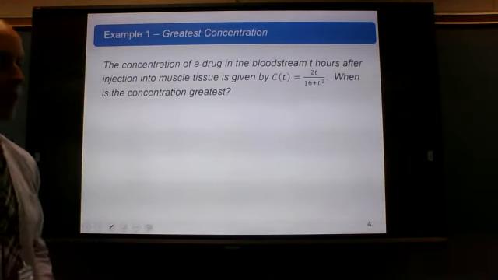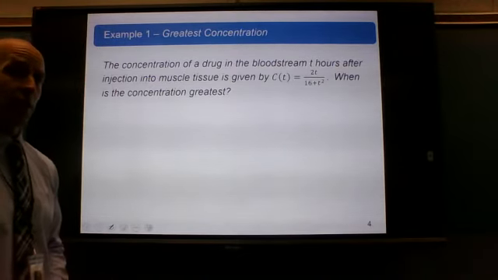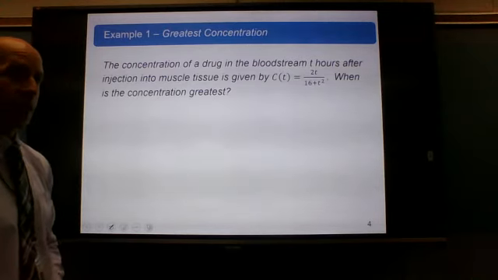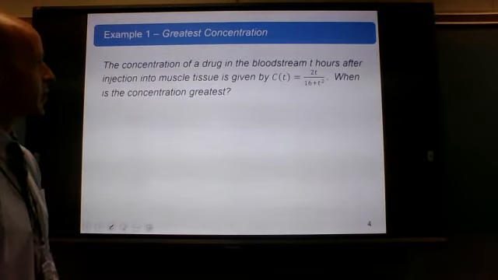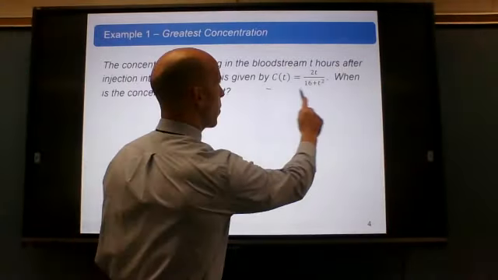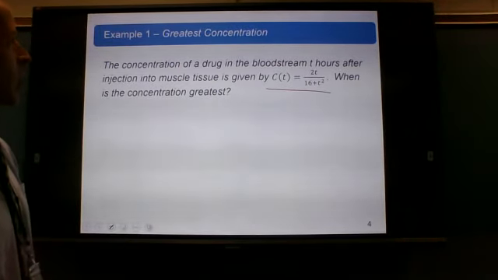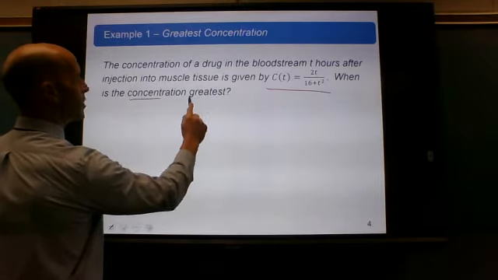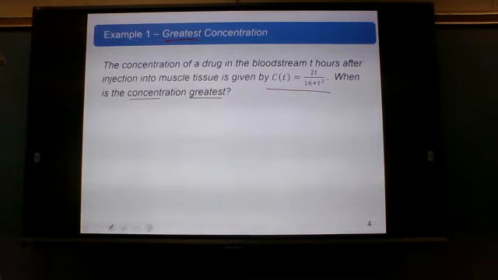All right, so let's go ahead and get into section 3.6. Again, I hope you've already watched the video that I posted, so now I'm going to re-dip your brain in some of this calculus. Example 1, it says greatest concentration is the name of this example. The concentration of a drug in the bloodstream t hours after injection into muscle tissue is given by, and here's the equation. C is probably for concentration and t is for time. And we want to know, when is the concentration the greatest?